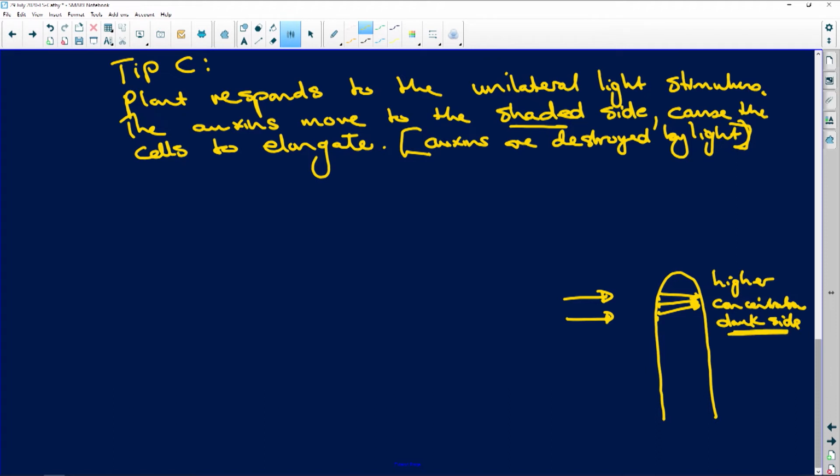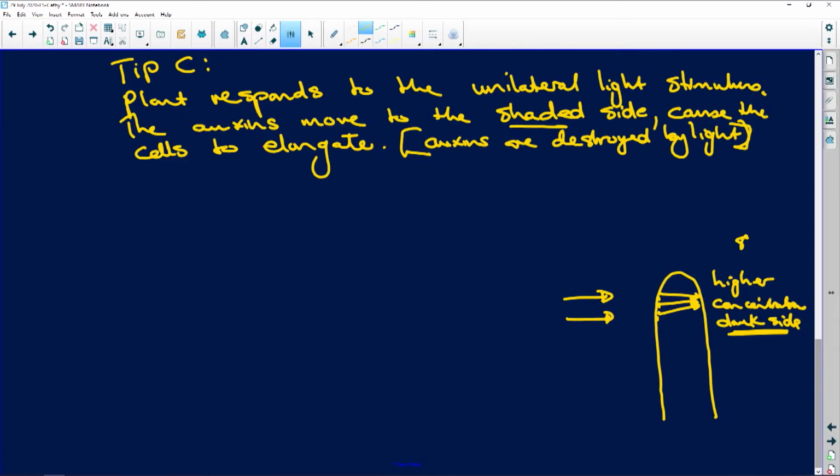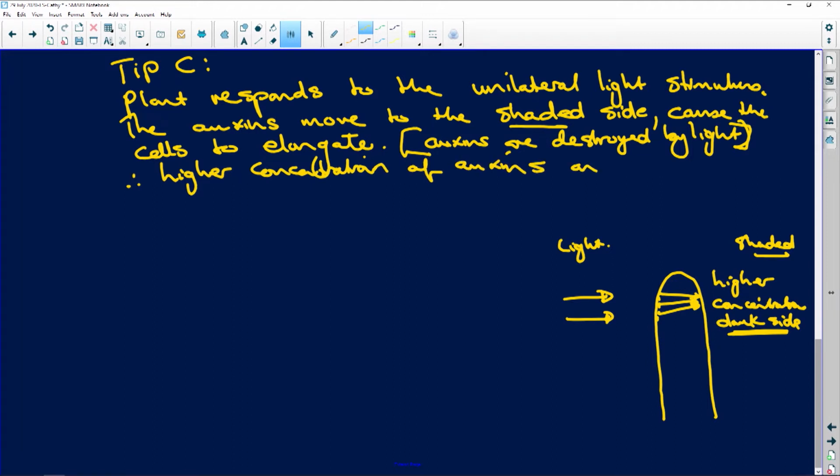And this is not Star Wars, all right? It's the dark side because it's the side that's not receiving the light. So I'm going to put your shaded side, and this is the light side. They concentrate on the dark side, so they've moved to the shaded side. So therefore, we have a higher concentration of auxins on the shaded side.